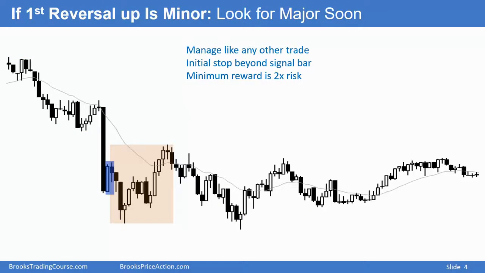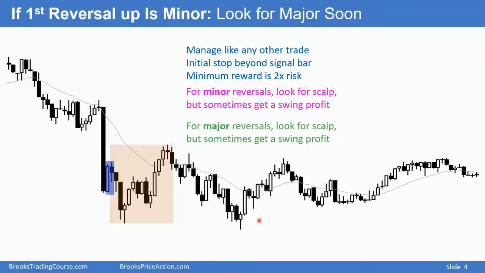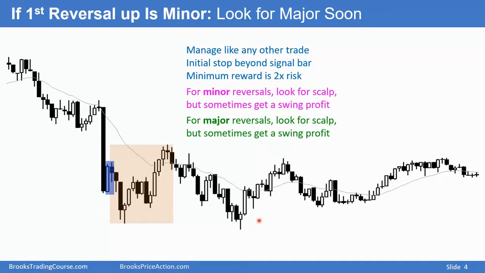You manage the trade just like any other trade. If you're buying what you think might be a minor reversal, you're only looking for a scalp. A major reversal means you're looking for a swing trade in the opposite direction or a trend. Therefore, when you buy a reversal that you think might be minor, in general, it's better to be looking for a scalp. A major reversal, you can look for a scalp, but it's usually better to be looking for a swing profit, or at least to swing part of your position.